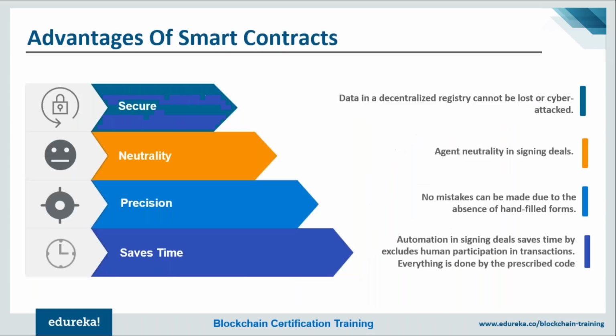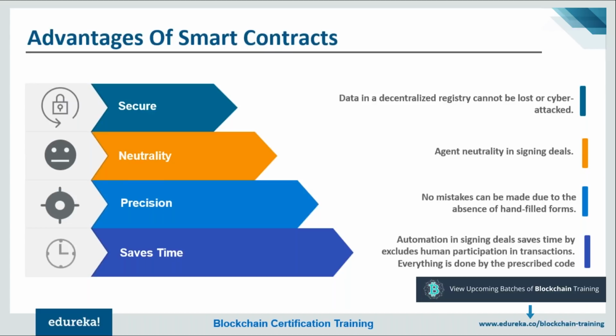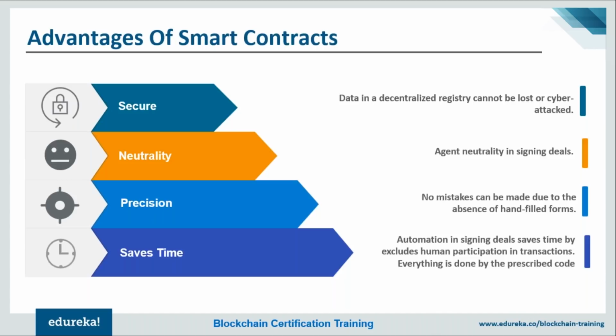Smart contracts come with their advantages and disadvantages. Let's discuss their advantages first. First of all, smart contracts assure complete safety and security as data in a decentralized registry cannot be lost or hacked. Secondly, they remove third parties and hence assure agent neutrality in signing of deals. Next, as smart contracts are completely automated, this means that it performs the job with utmost precision without a chance for human error. And since everything is automated and run by code, it also saves a lot of precious time.